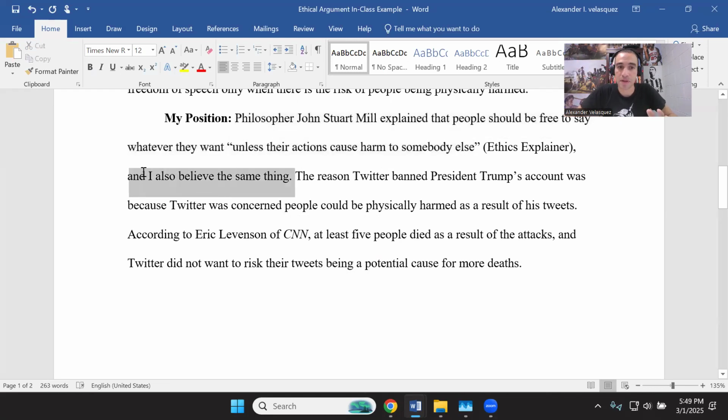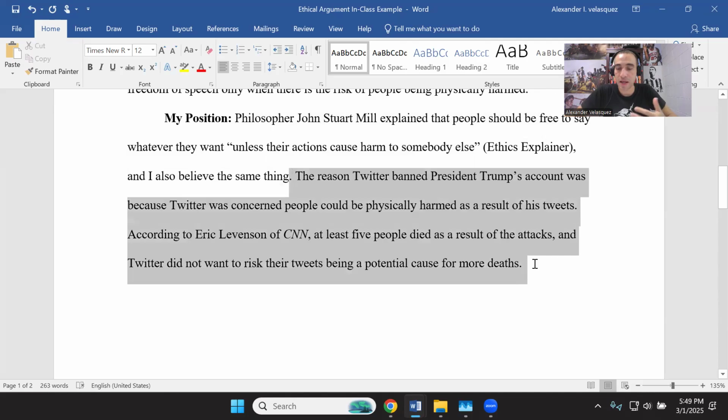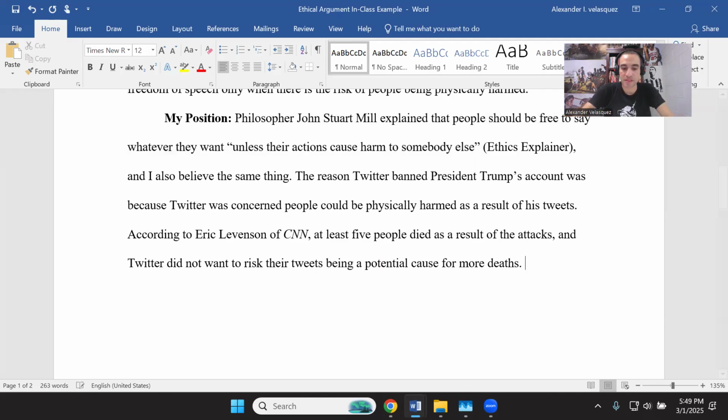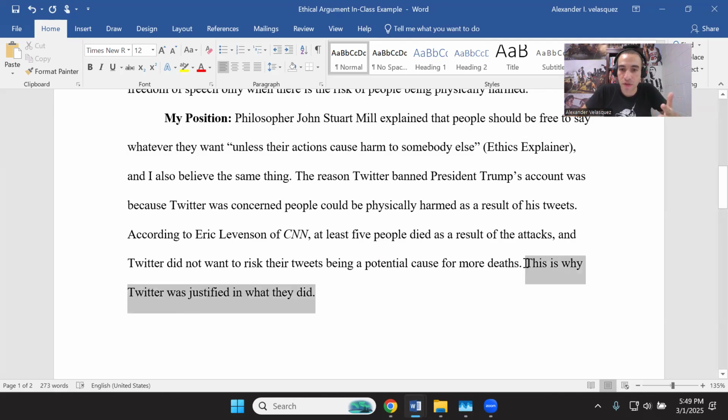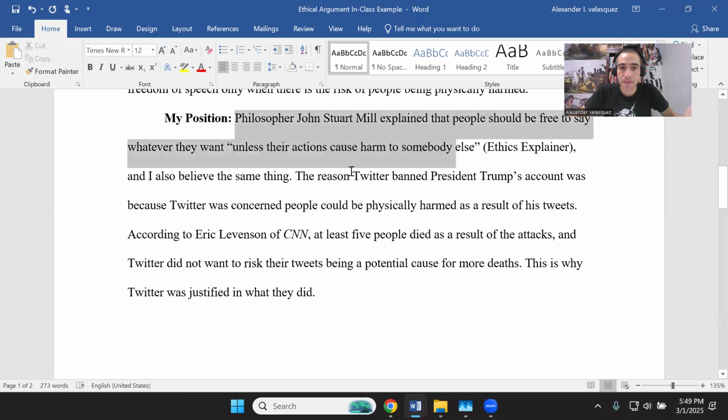And because I said I believe the same thing, now I'm citing what happened a little more in the event with people dying. And then I can finish off by saying, this is why Twitter was justified in what they did. Okay, so you see what I did, right? I finished with this statement that says, this is why Twitter made the right decision. Here, you're explaining your position.